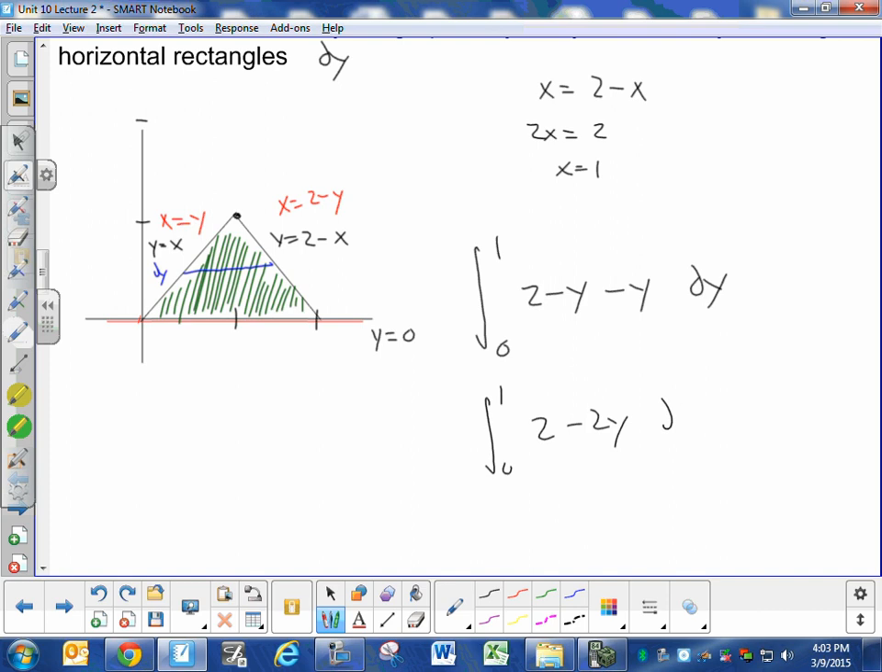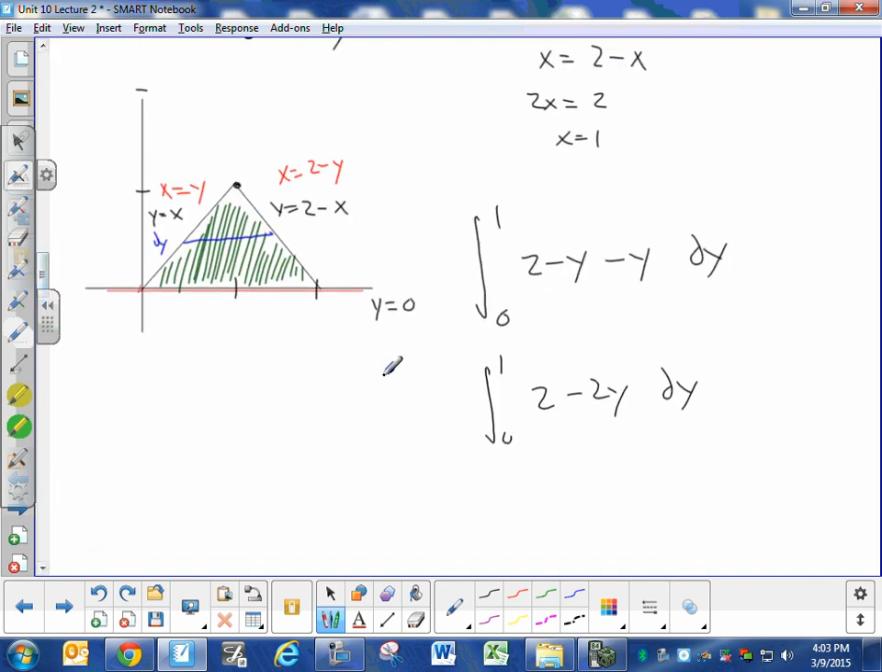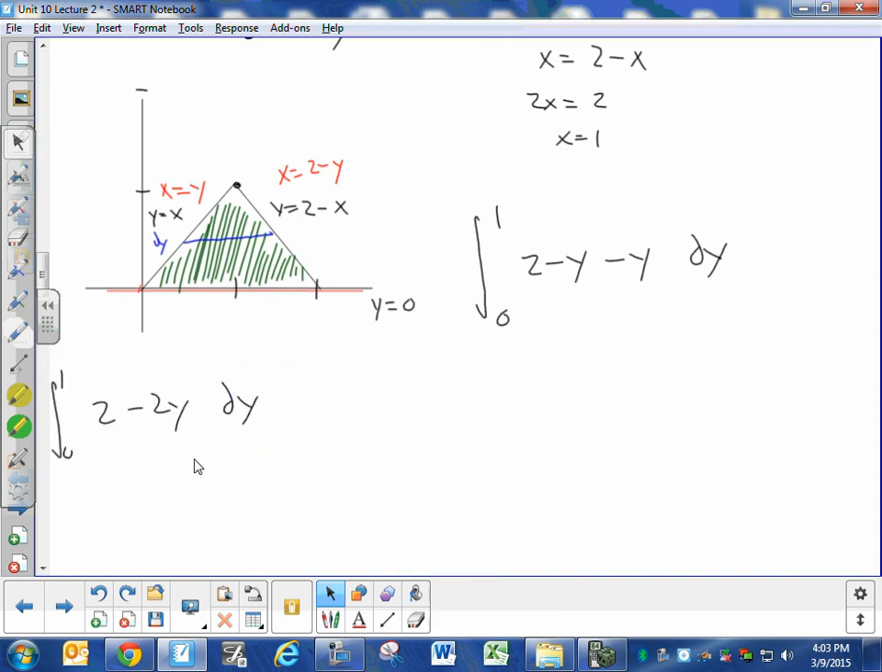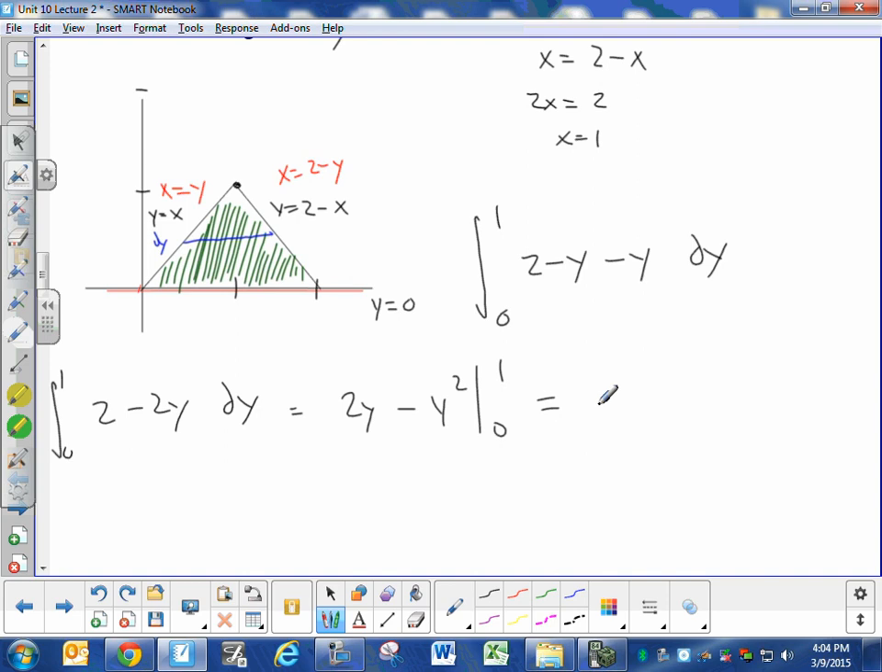Let's see if we get 1, which is my guess. I get the integral of 2 minus 2y dy. I can use the fundamental theorem of calculus like I have been with dx's. It's fine, it's just going to be with y's instead of x's. So the antiderivative would be 2y minus y squared. I'll find the change in that between 0 and 1. I'll get 2 minus 1 minus 0, which is what I was looking for, 1, the area of this triangle.